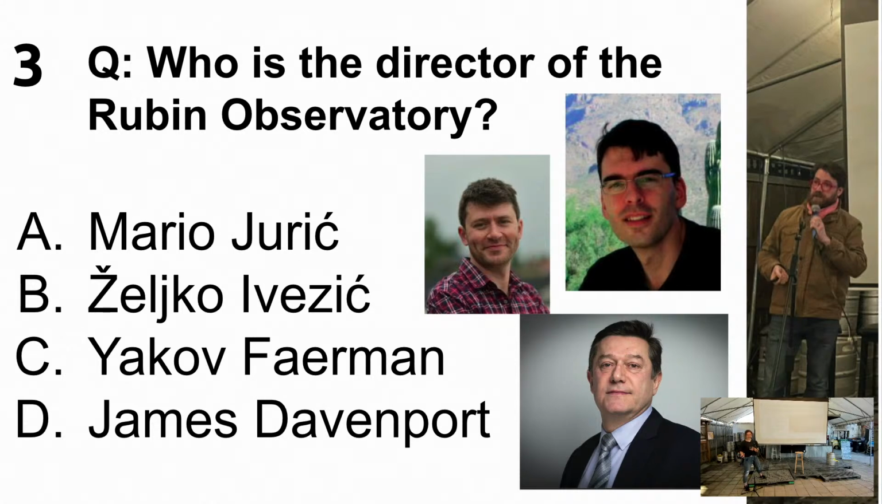Okay, question 5. By the end of LSST, how much data will it create? A, 500 terabytes. B, 1,000 terabytes. C, 20 petabytes. Or D, 60 petabytes.